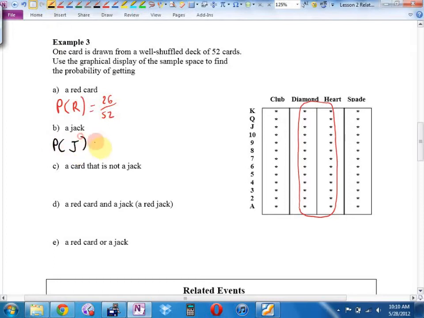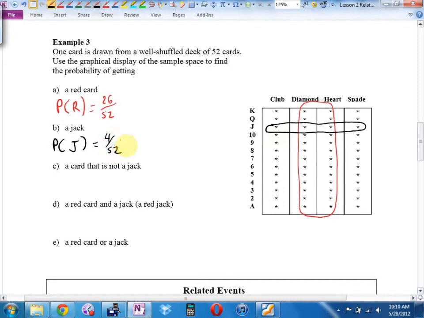A jack. How about J for jack? I'll use black. The jacks would be that row. Ryan, how many? Out of? Okay.